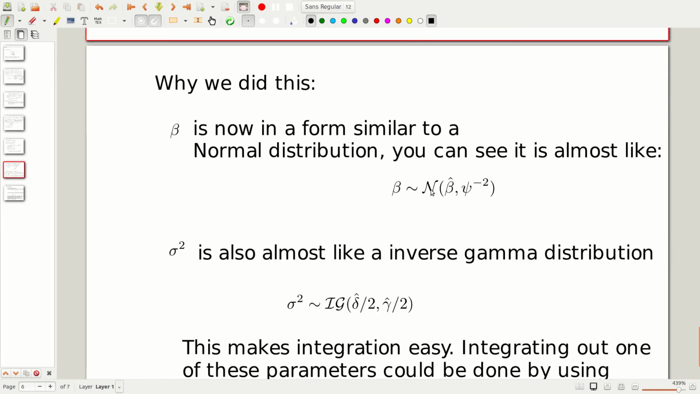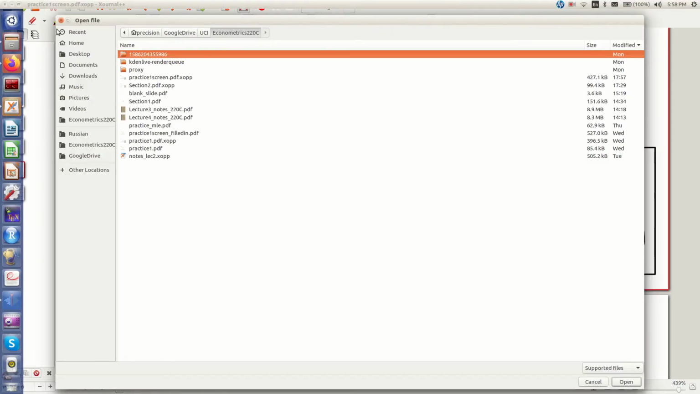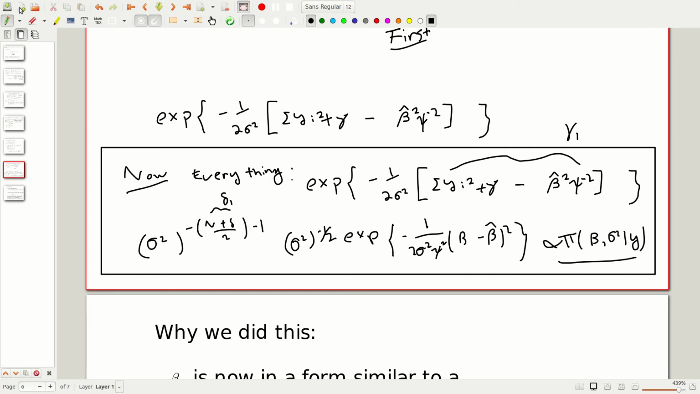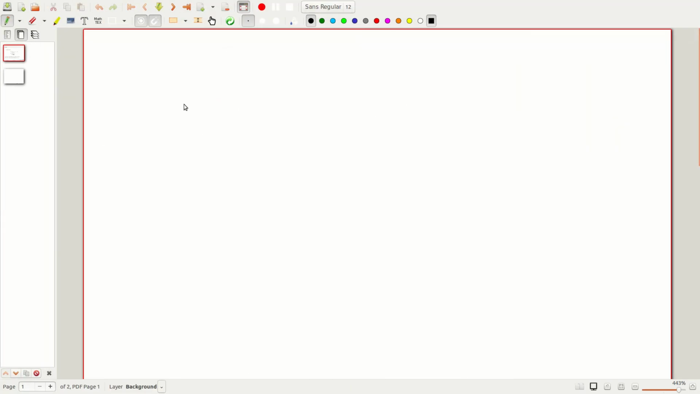Now we're going to want to integrate out some of these parameters, because here is what we ended up with as a result: a joint distribution of beta and sigma squared. But what if we want just one of the marginal distributions, either of beta or of sigma squared? Okay, so I'm going to save this right now and open up a new project so I can show you what I'm going to do.